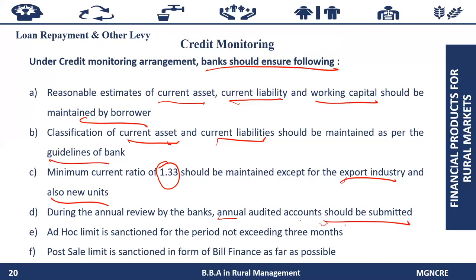Also, annual audited accounts should be submitted, and there should be an annual review by the bank. Then an ad hoc limit is sanctioned for a period not exceeding 3 months. Then post sale limit is sanctioned in the form of bill finance as far as possible.